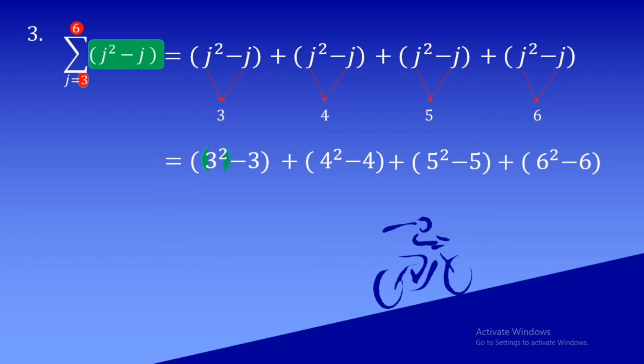Then simplify all the exponential forms here. So 3 squared is 9 minus 3 is 6. Then 4 squared is 16 minus 4, that is 12. Then 5 squared is 25 minus 5, that is 20. 6 squared is 36 minus 6 is 30. So get the sum of all the terms. 6 plus 12 plus 20 plus 30, that is 68.